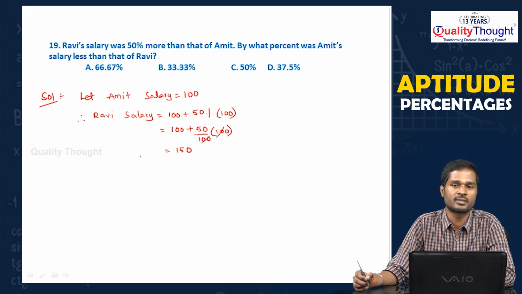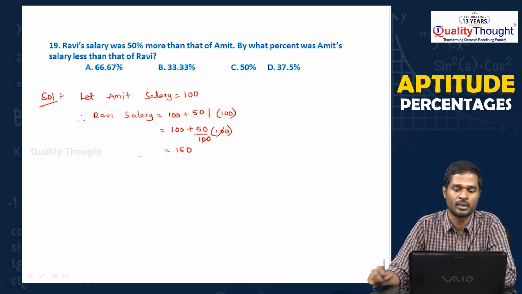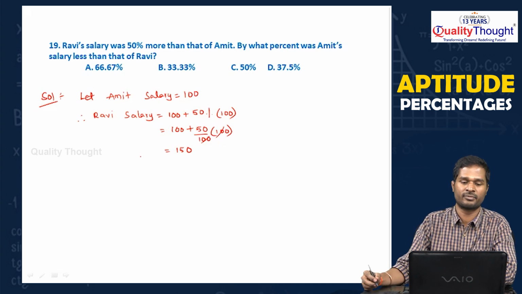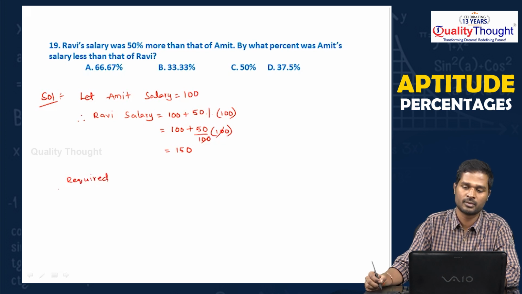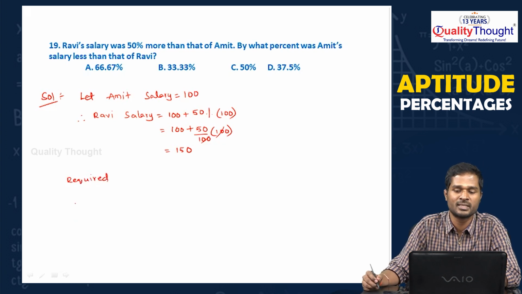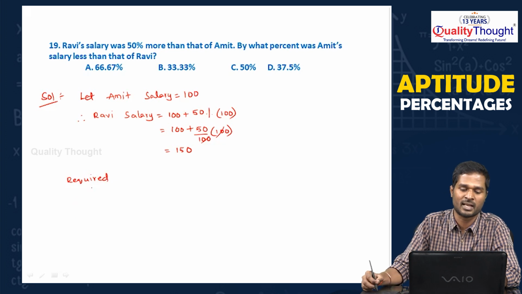So Amit's salary is 100 and Ravi's salary is 150. Now what he said, by what percentage was Amit's salary less than that of Ravi? So required percentage, we are comparing the salaries of Ravi and Amit, but in reverse in the question, he is comparing the Amit salary with Ravi's salary.